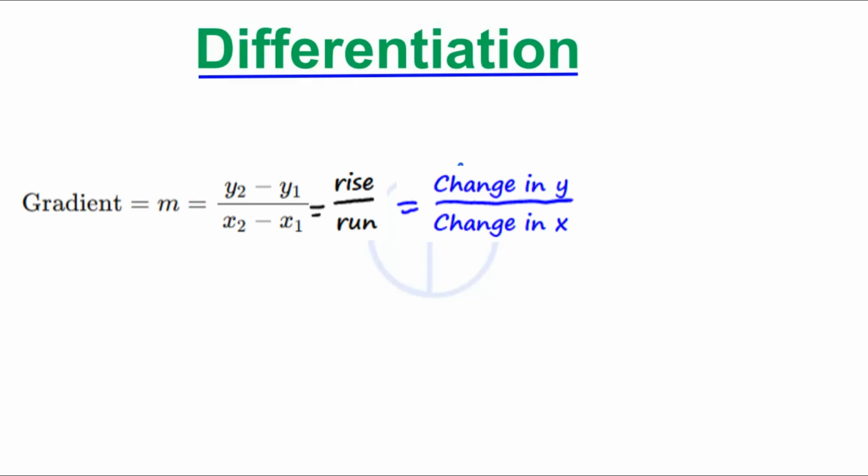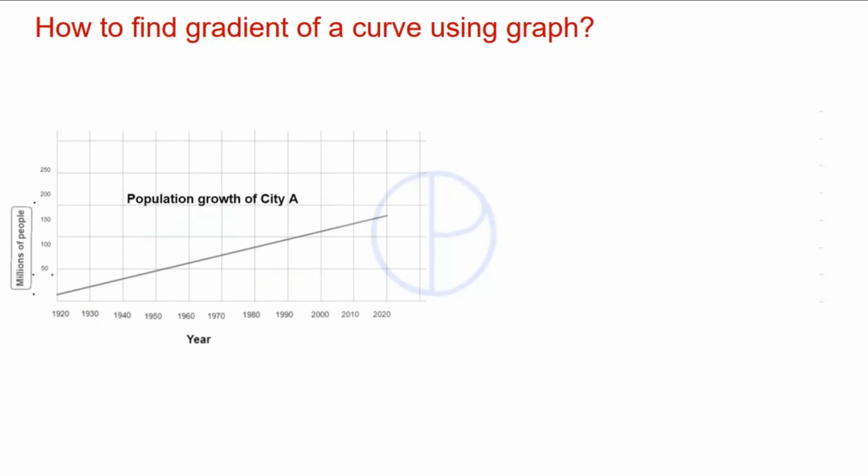How are gradients related to rate of change? I hope you remember gradient is about the steepness of a line. That is, it is a way of measuring how fast y changes with respect to change in x. So gradient describes the rate at which change happens. How to find the gradient of a curve using a graph?